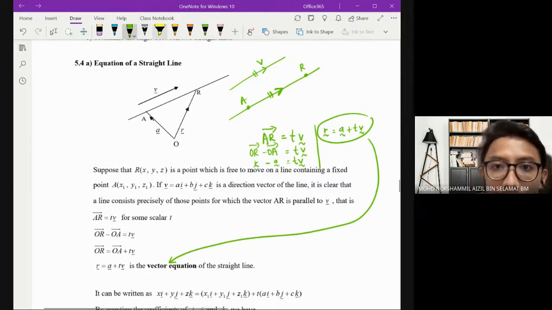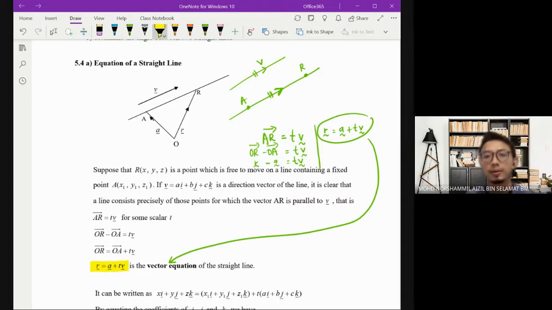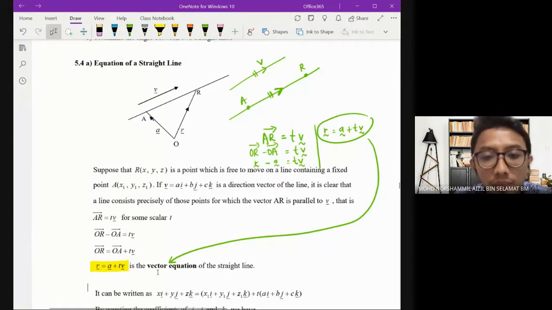Nampak? Dapatlah equation vector dia. Is that okay? That's the proof of how we get the formula of equation vector. Okay, equation vector of straight line.